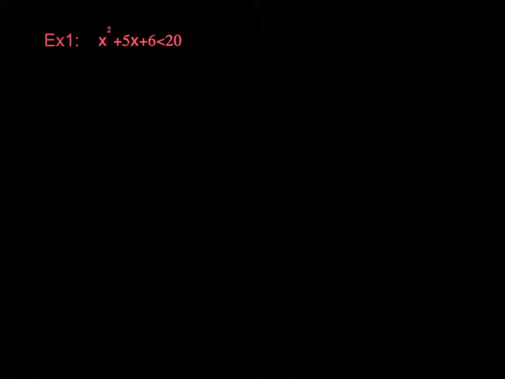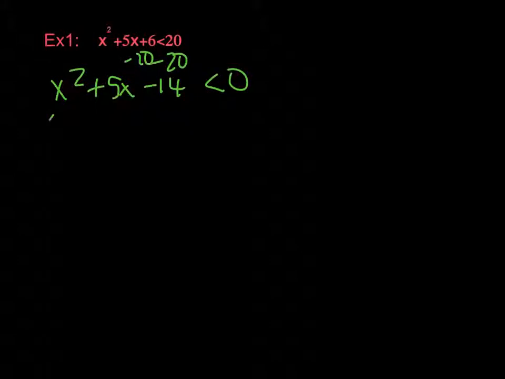Example 1. x squared plus 5x plus 6 is less than 20. So one of the golden rules is I need to move everything over to one side in order to factor. So I'm going to have to move this 20 over to the left. That gives me x squared plus 5x minus 14 less than 0. So I'm going to factor this into (x plus 7)(x minus 2).